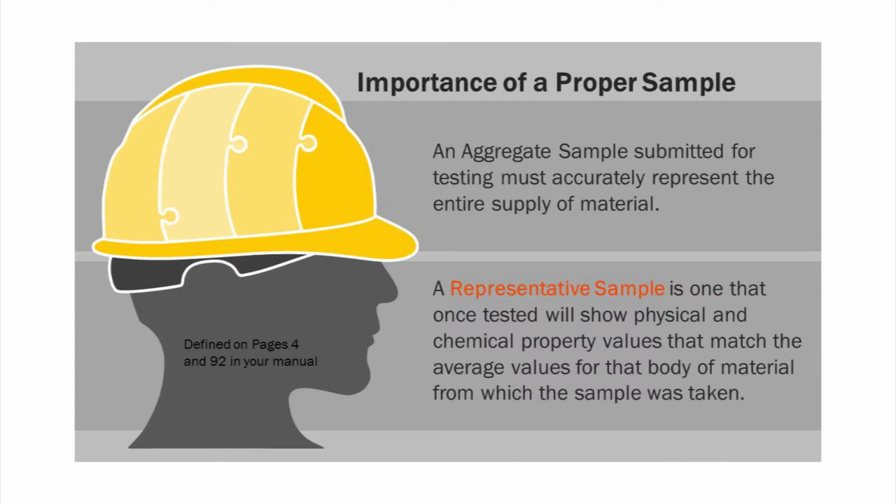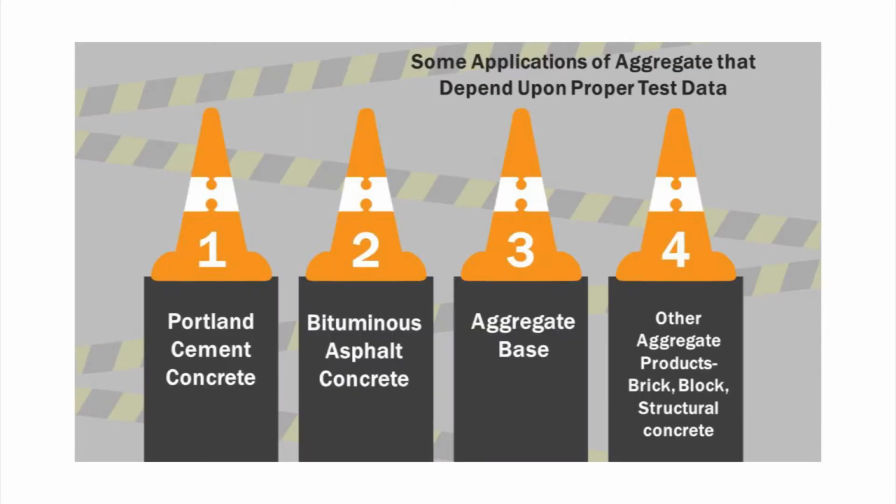An aggregate sample submitted for testing must accurately represent the entire supply of material. A representative sample is one that, once tested, will show physical and chemical property values that match the average values for that body of material from which the sample was taken. Aggregates are used in many applications, all of which depend on proper test data.